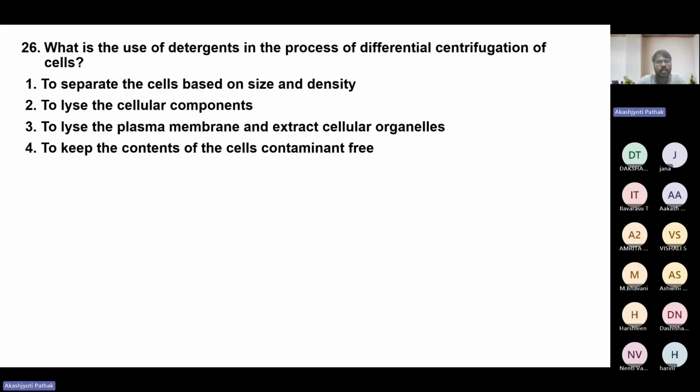Now, what is the use of detergents in the process of differential centrifugation of cells? Detergents are required for membrane proteins. If you look at the structure of detergents and the plasma membrane, detergents also have a polar head and a hydrophobic tail, so the membrane proteins are provided stability by the structure of the detergents. The answer is to lyse the plasma membrane and extract cellular organelles. The answer is option 3, or option C.